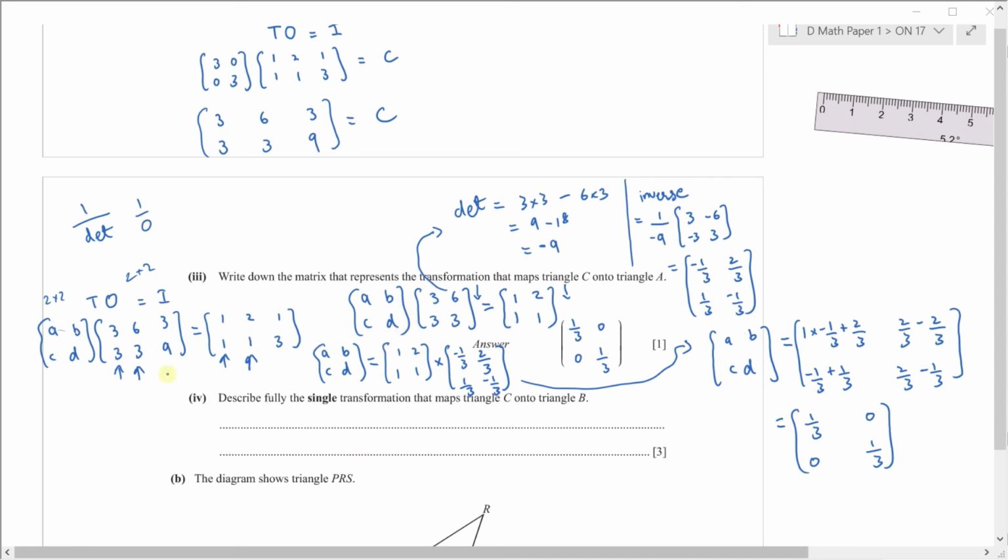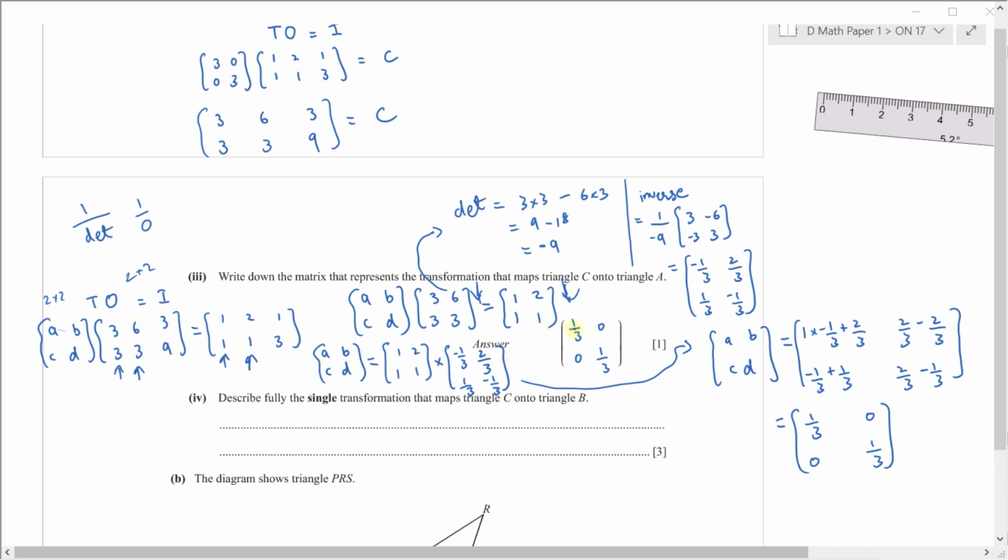So then my equation became ABCD multiplied by this square matrix equals this square matrix, which represents two vertices of triangle C, and this represents two vertices of triangle A. And now I can easily find the inverse and multiply the inverse here and here. So this will cancel out. I will be left with my transformation matrix ABCD on one side of the equation, and on the other side you will do this multiplication to get the final transformation matrix. So this is another way of doing it.